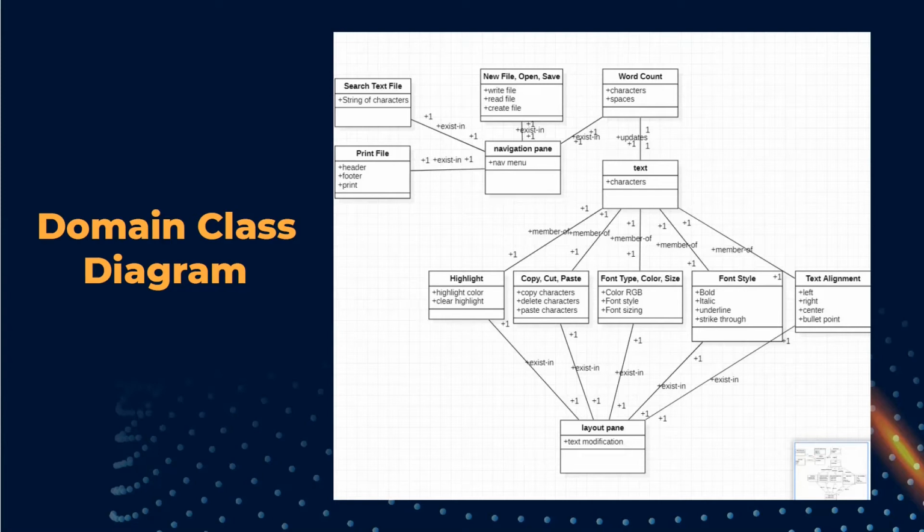And then within the navigation pane, you can view that word count, as well as being able to open a new file and save the file that you've been working on. And then you can also search your text file, as I mentioned before, for certain keywords in that navigation pane. And then you can print things within your file from the navigation pane.